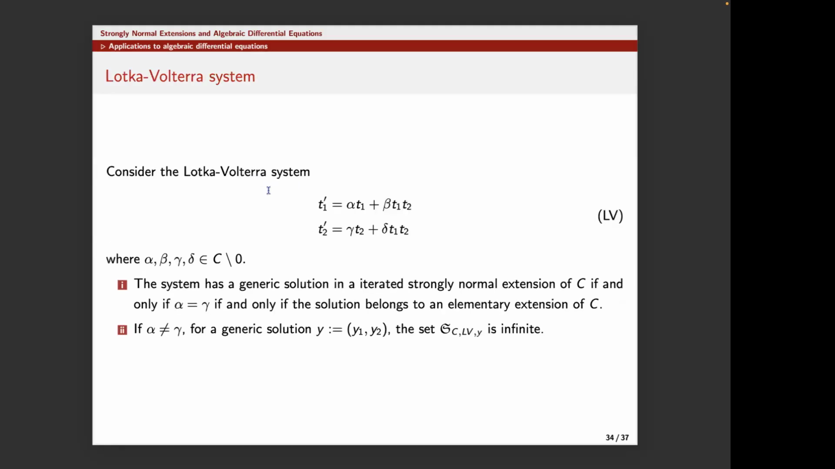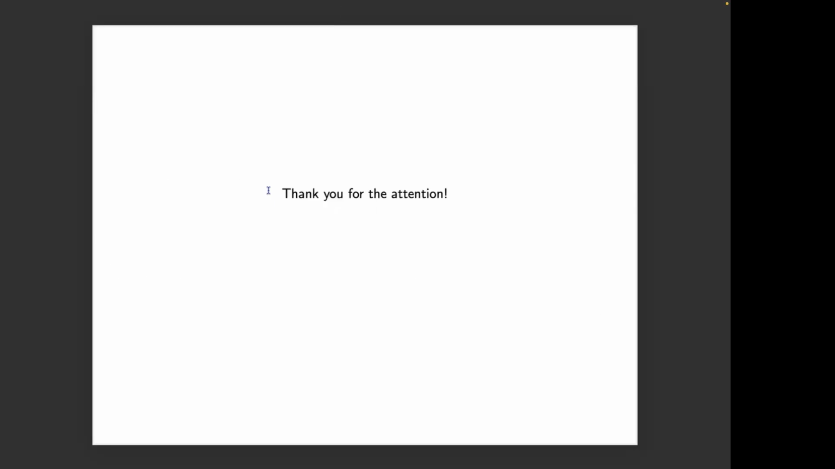And for Lotka-Volterra systems, which is T1' equal to alpha T1 plus beta T1 T2, T2' equal to gamma T2 plus delta T1 T2, we saw that the system has a generic solution in an iterative strong normalization of C if and only if alpha equals gamma, if and only if the solution belongs to an elementary extension of C. And for alpha not equal to gamma, for any generic solution y, the set of this Lotka-Volterra equation is infinite. So that's all I have.